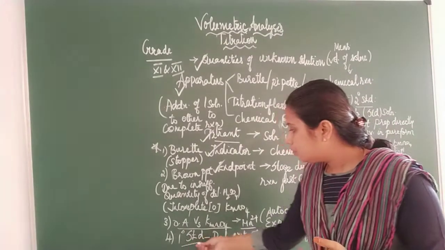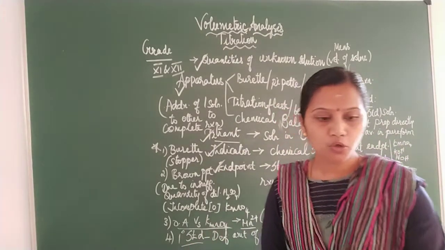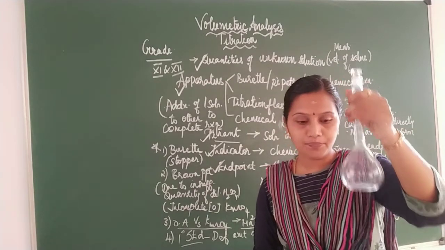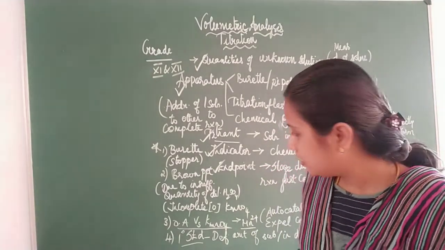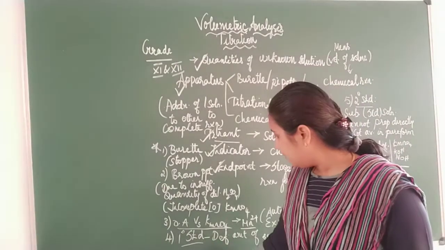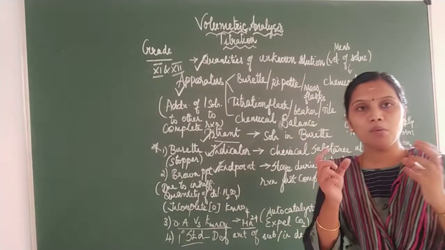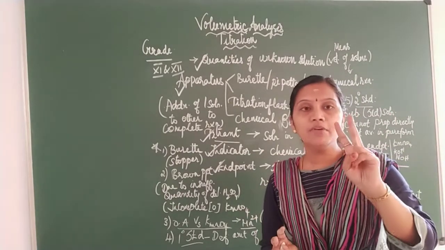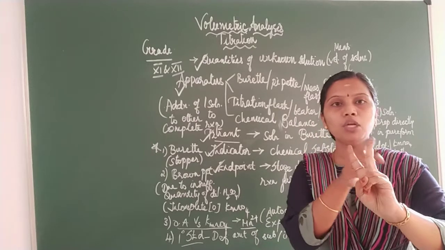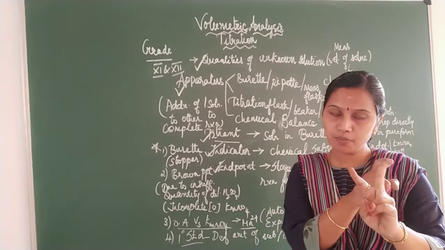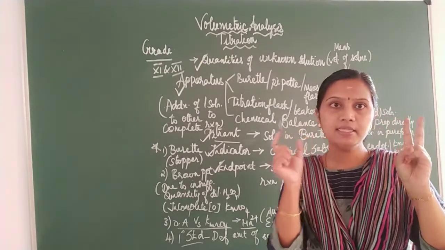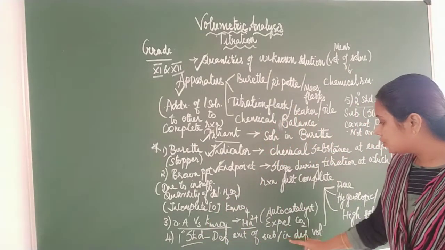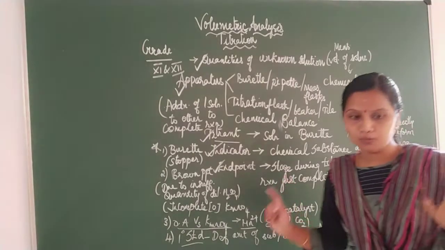And you should know the terms standard. So I told you before, standard solutions should be prepared in a standard flask. So what is a primary standard? Primary standard means you know the amount of substance which is dissolved in a definite volume of water. When you know the amount of substance and the volume of water or solvent in which it is dissolved, that is called a standard solution. So what is the standard solution? A definite amount of substance dissolved in a definite volume.